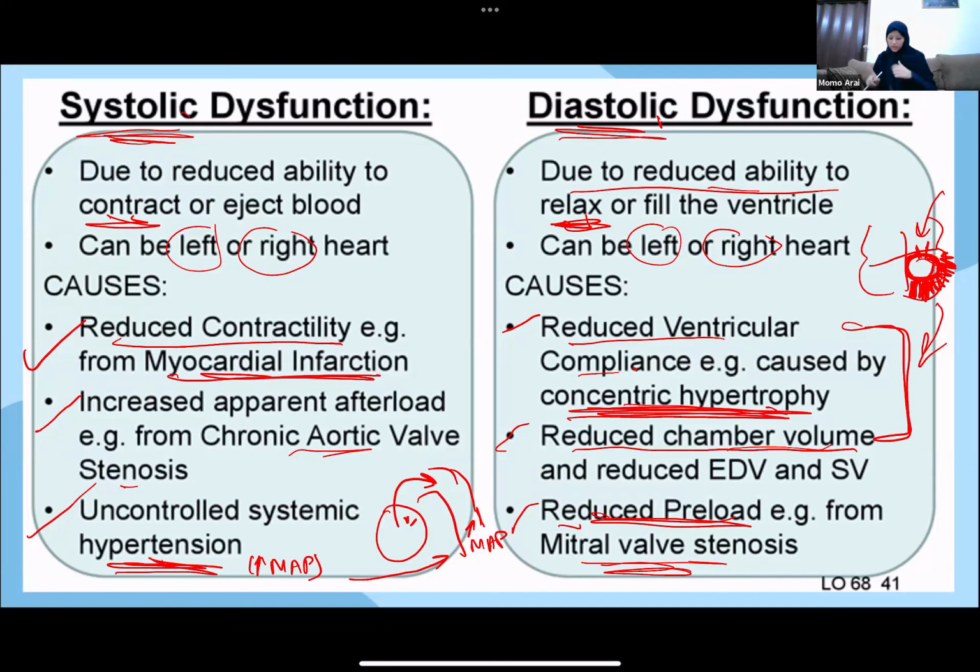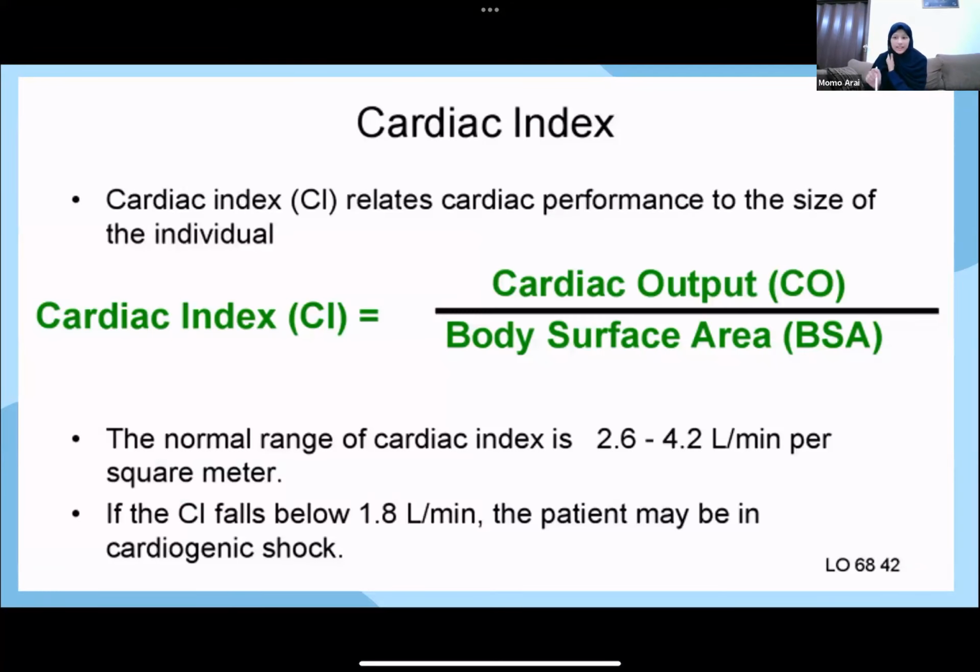I think we have one more concept. So cardiogenic shock can be divided into four: left heart failure, right heart failure, systolic, and diastolic dysfunction. Okay. We'll go to cardiac index, which is kind of like the last topic. This is separate from shock. This is a way to measure the shock, if someone has shock. How? By measuring cardiac output.